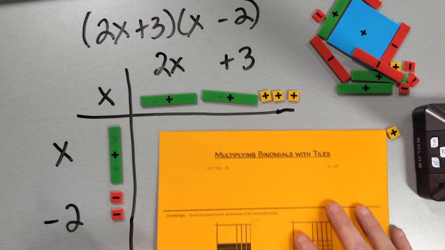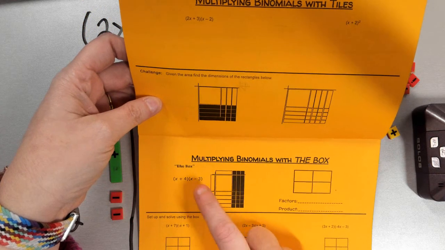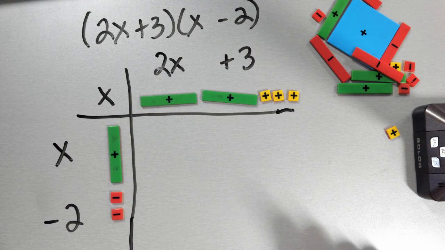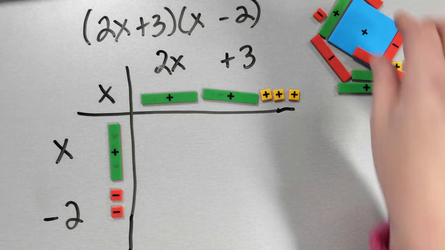So if we wrote it down, it would look kind of something like this. It would be like a little T with the tiles on the outside, and we talked about how to write them today, so we don't need to worry about that.